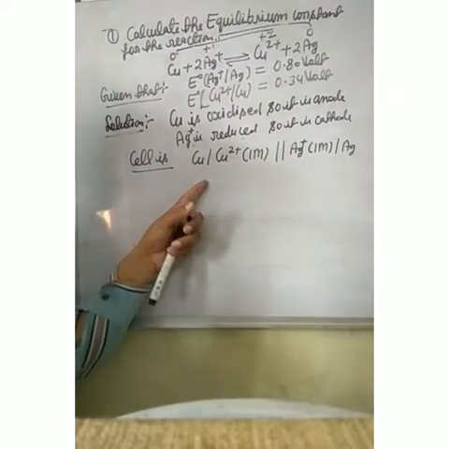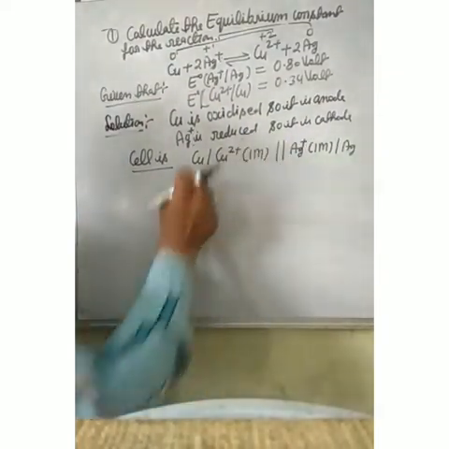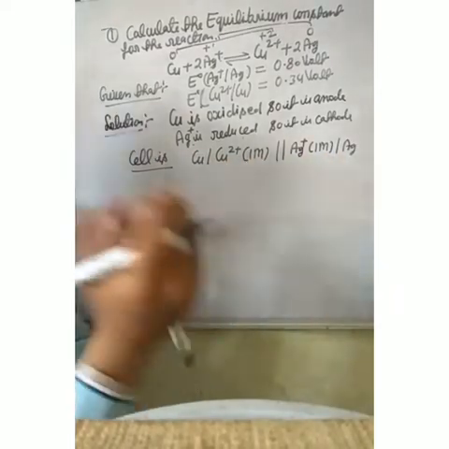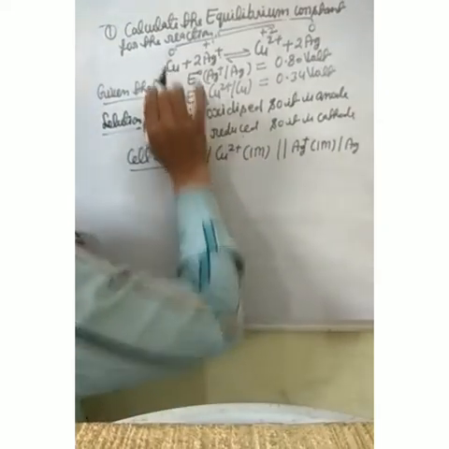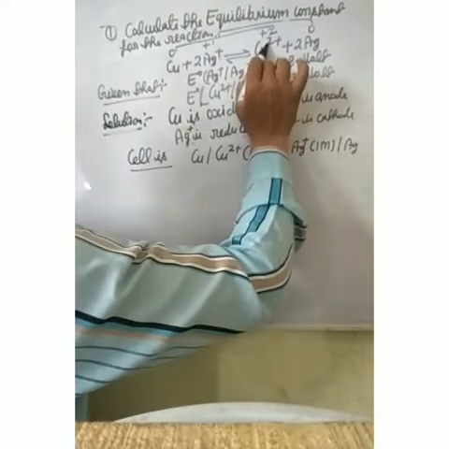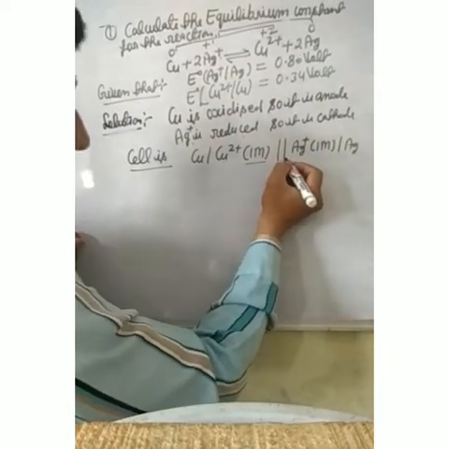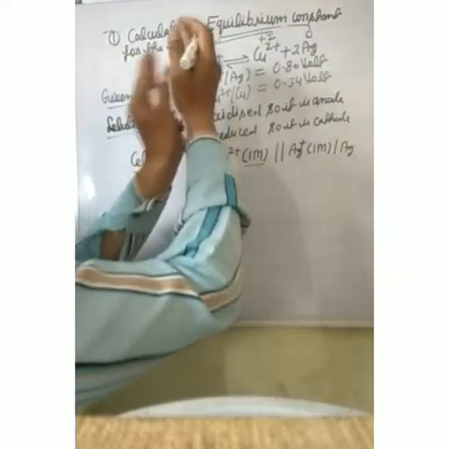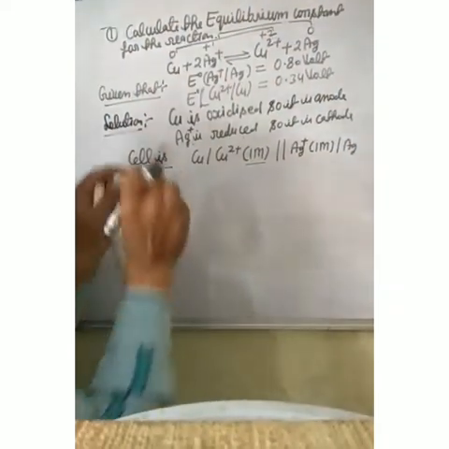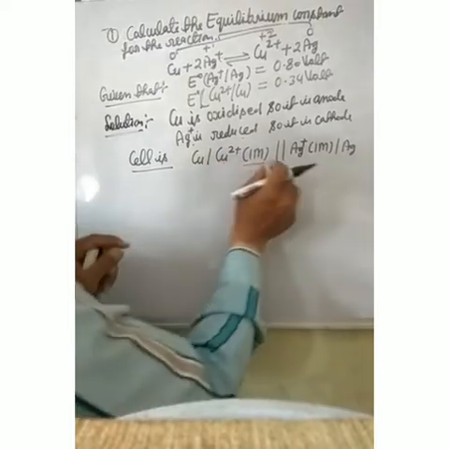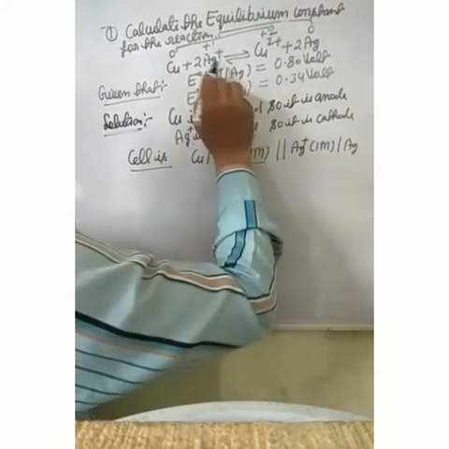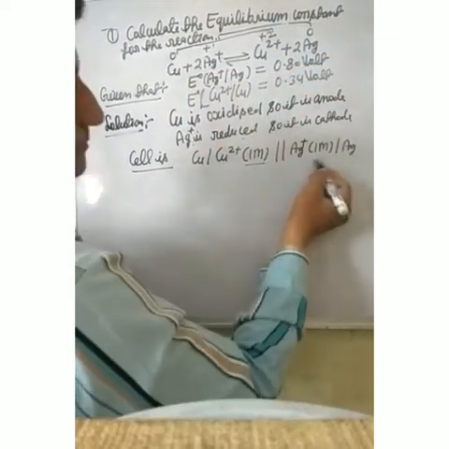A 1 mark question comes in the board exam: write the cell reaction. Again I am telling you how you can write it. First write copper, and copper changes into copper ion. So copper, oblique, copper ion, 1 molar concentration. Then the salt bridge sign, because these reactions are separated from each other and maintain their electrical neutrality by the salt bridge. After this, silver ion converts into silver.